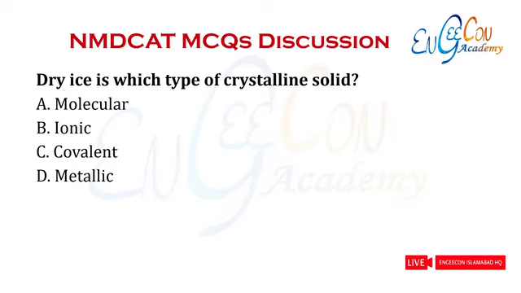Dry ice is type of which crystalline solid? Now dry ice is basically carbon dioxide solid. Now when carbon dioxide is solidified, the molecules of carbon dioxide cling together in a solid form. Basically these are individual molecules which become solid due to low temperature, and there lie London forces among these molecules. So this is an example of a molecular solid.